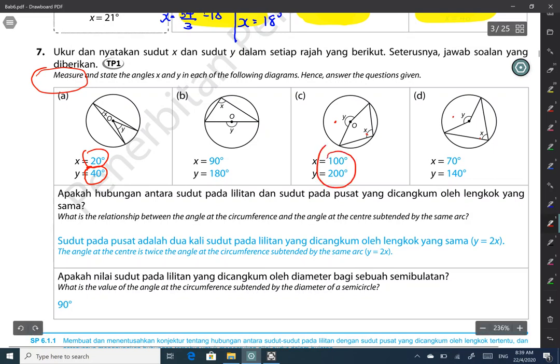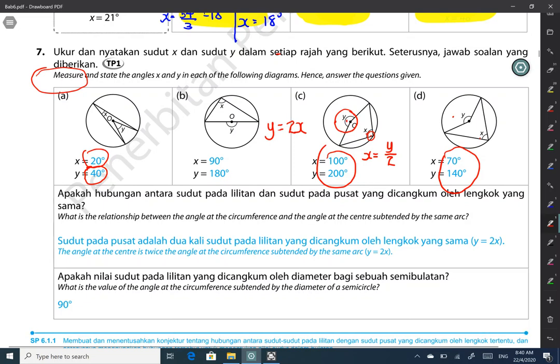Do you see the relationship? The angle at the circumference, the angle at the center. So the angle at the circumference is the angle at the center divided by 2. 你会发现它们之间有联系，有关系。Angle at the circumference equals half of the angle at the center. Or we say the angle at the center is equal to 2 times the angle at the circumference.